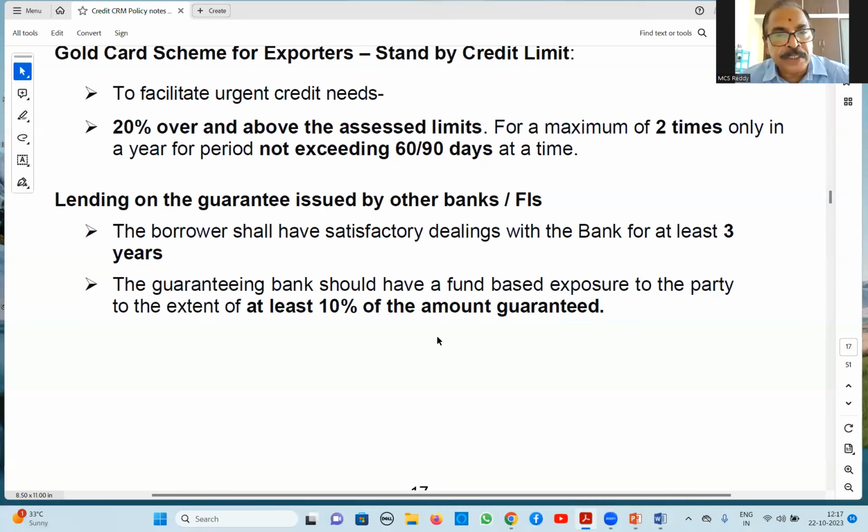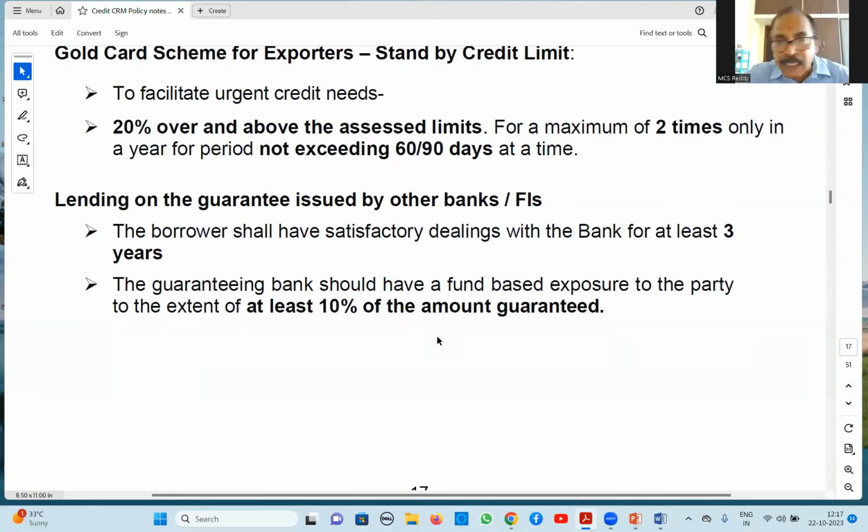So here the norm is the borrower should have satisfactory dealings with the bank for at least 3 years. He need not enjoy credit facilities with us, but at least his current account is there. He is running nicely with our bank for at least 3 years. That is one condition. And the second condition, the guaranteeing bank should have fund-based exposure to the party to the extent of at least 10% of the guaranteed amount.